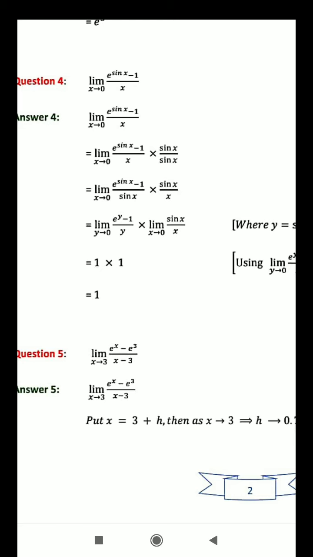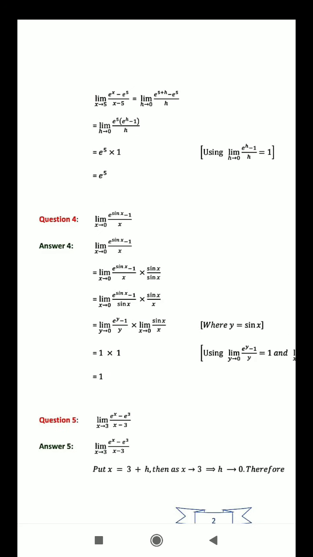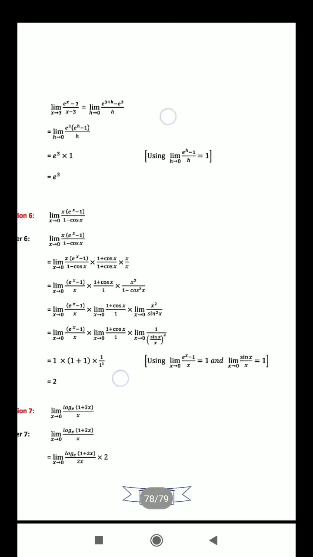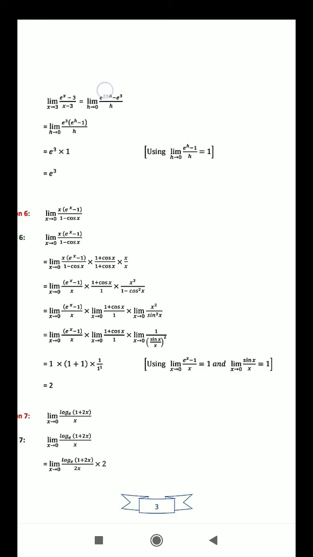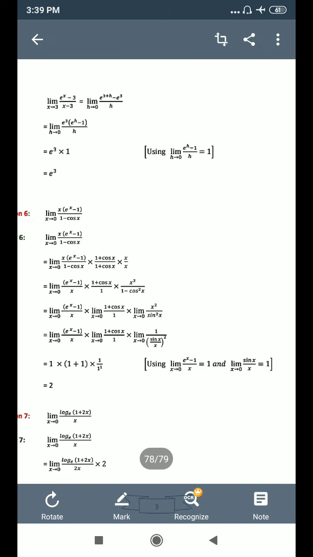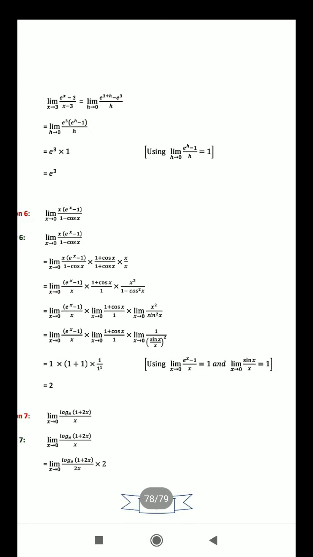Question number 5 is the replica of the same question. In this, we will put x minus 3 is equal to h. As x tends to 3, h tends to 0. In this, x is equal to 3, so h will become 0. So this question is modified as e raised to power, we will replace x by 3 plus h, minus e cube, divided by x minus 3, which is h only, because we have taken x minus 3 as h. Again, you can take e cube as common, so it is e raised to power h minus 1 upon h, which is equal to 1. So e cube is the answer.